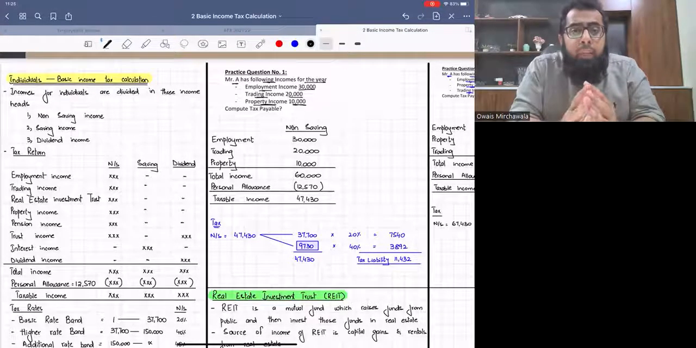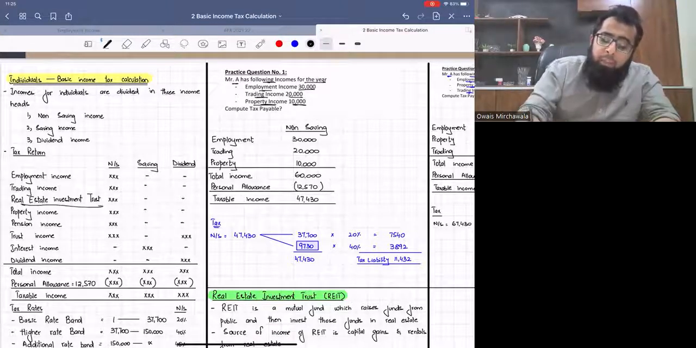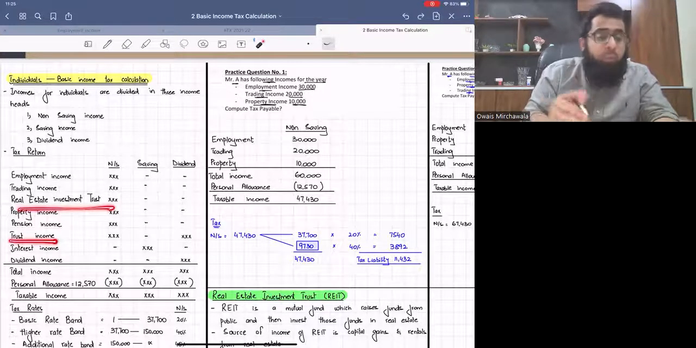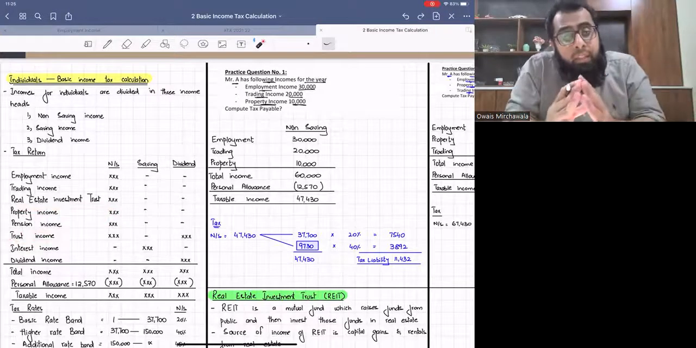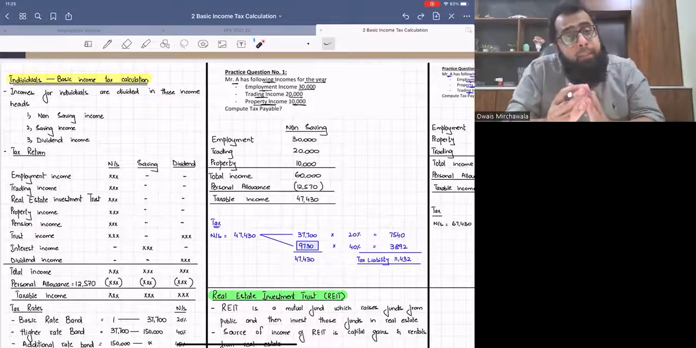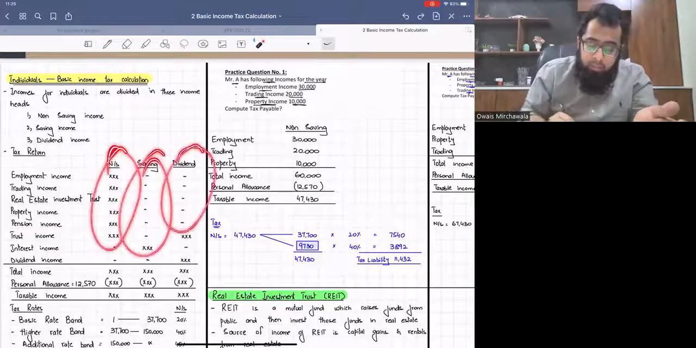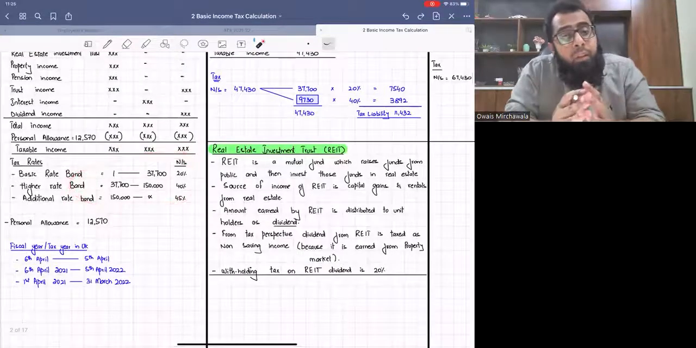We put all the incomes, and currently I have told you that don't worry about these incomes like what is real estate investment trust, what is pension. We will discuss each and everything in detail. Currently, we are just making through the tax rates. Put the incomes in the right heads, deduct the personal allowance, and apply the tax rate. That's all.